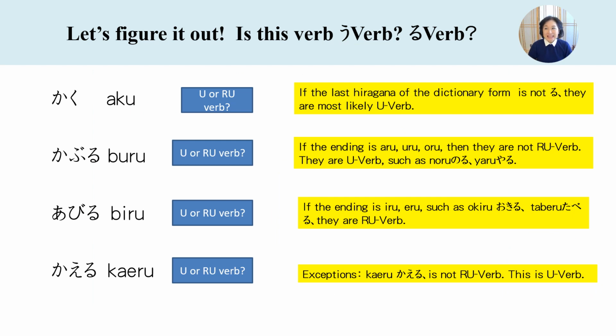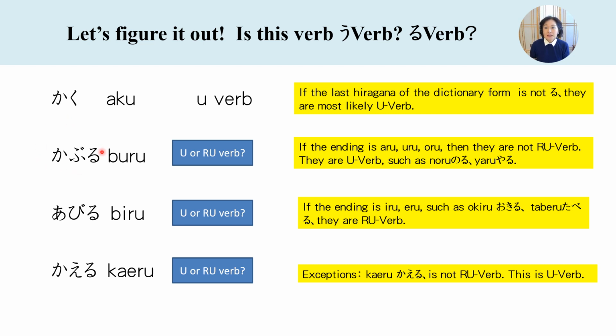Now that you understand the rules for identifying whether a verb is a Ru verb or a U verb, let's put your knowledge to the test with these verbs. Can you tell me if each verb is a U verb or Ru verb? Let's start from the first one. 書く, it means to write. Is this U or Ru? The answer is U, because the last hiragana letter is not Ru, so it is a U verb.